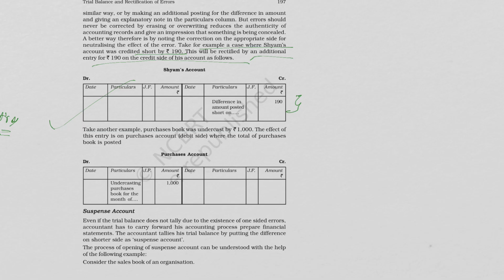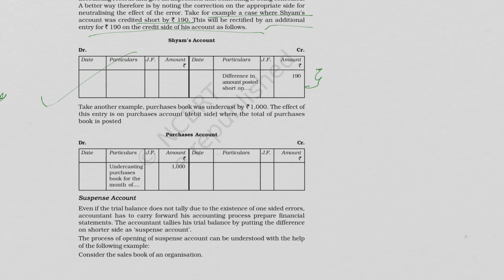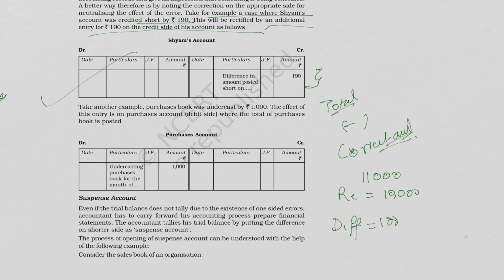So this method basically corrects the account without deleting the earlier records. We have another example. Suppose purchases book was undercast by rupees 1,000. So undercasting means the total was calculated less than the correct amount. Suppose the actual purchases were rupees 11,000 and you recorded it as rupees 10,000. So the difference here is rupees 1,000. So since the purchase account is a debit account, the missing amount must be debited. So we write in purchase account debit rupees 1,000. Narration we'll write: under casting purchases account book for the month of dash dash dash.